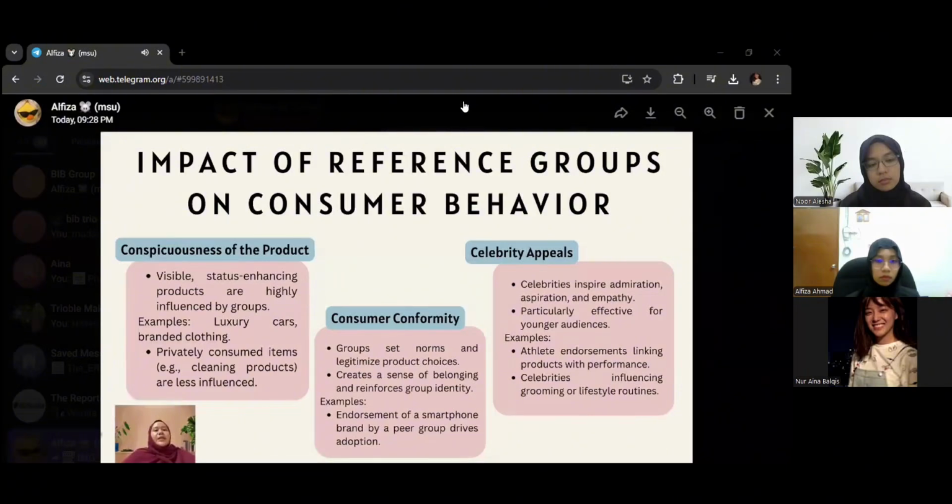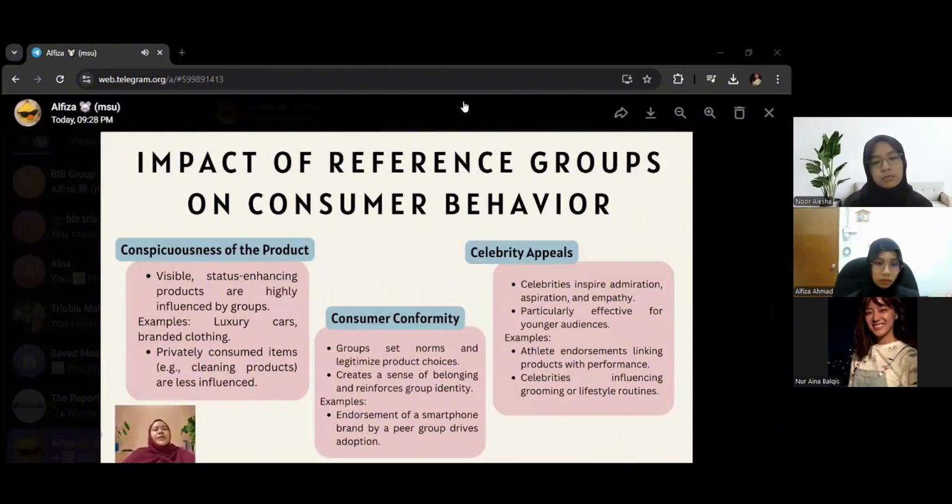Last but not least is celebrity appeals. Celebrities act as a powerful reference group because they inspire admiration, aspiration, and empathy. For example, a celebrity athlete endorsing a sport drink can create a strong association between the product and high performance. Similarly, a famous actor promoting a skincare product can influence consumers to adopt the same routines.